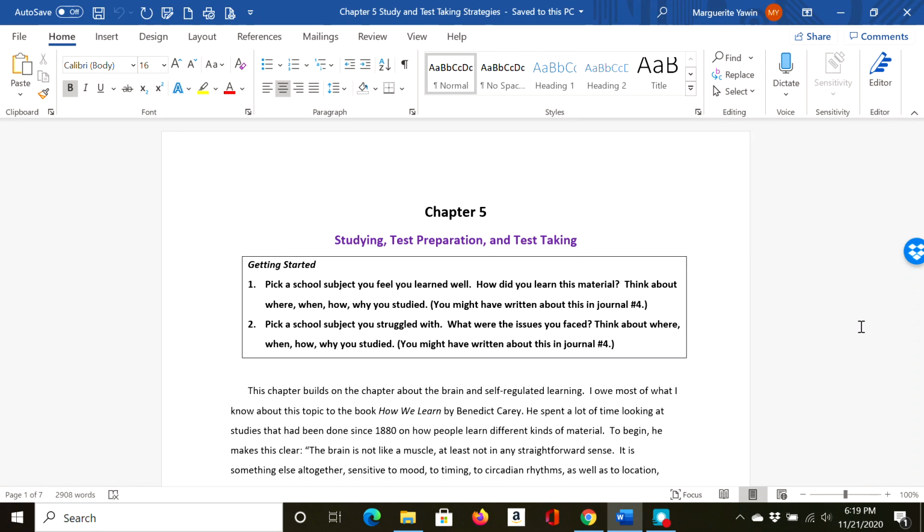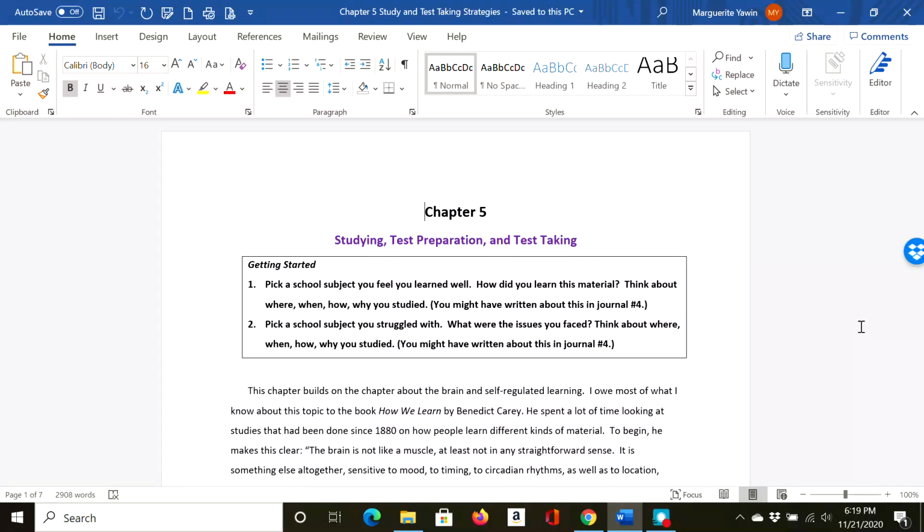Chapter 5 flows logically from Chapter 4. To me, all of the chapters lead right into the next one, and that's why I designed it this way. But in Chapter 4, we looked at how you can practice self-regulation, and we looked at it primarily in terms of reading because that is such a crucial skill.